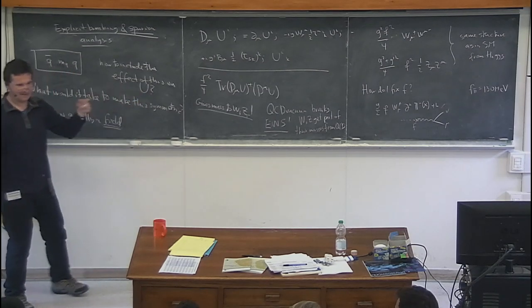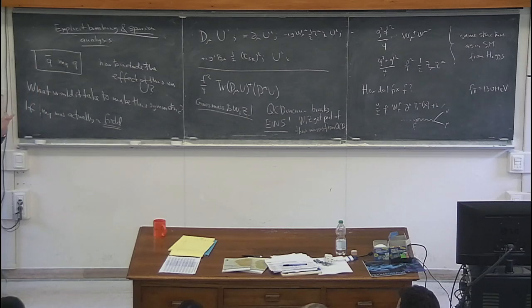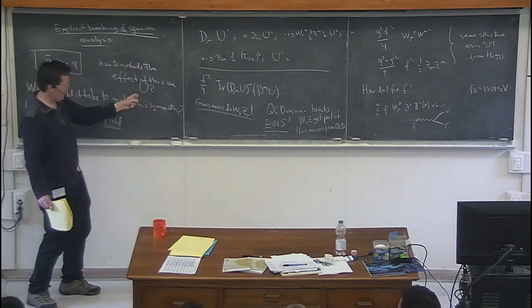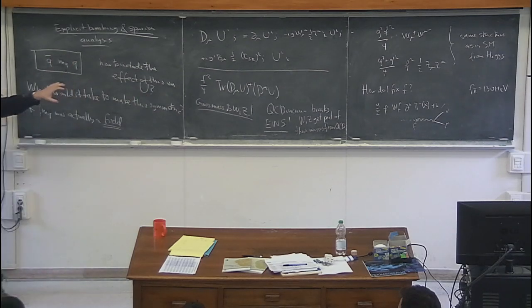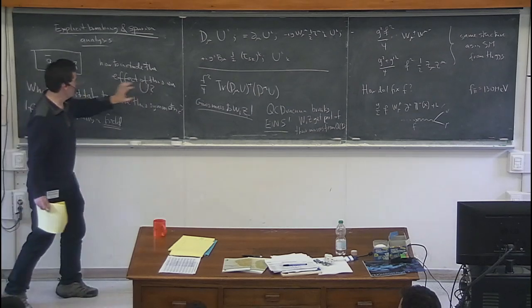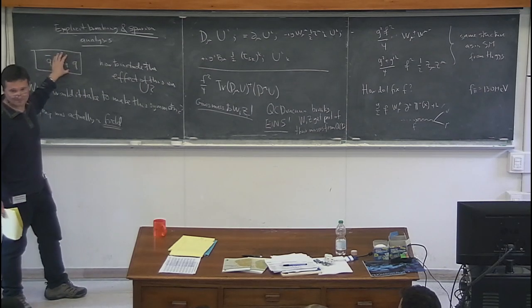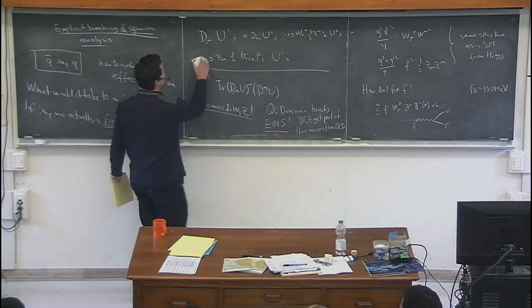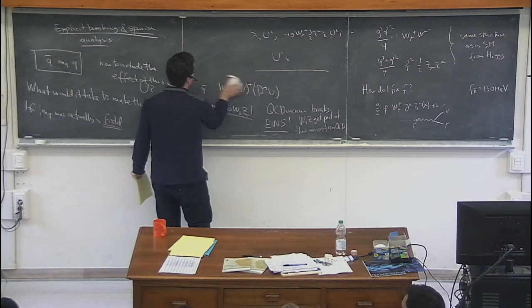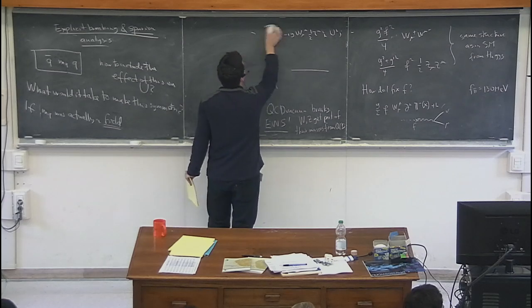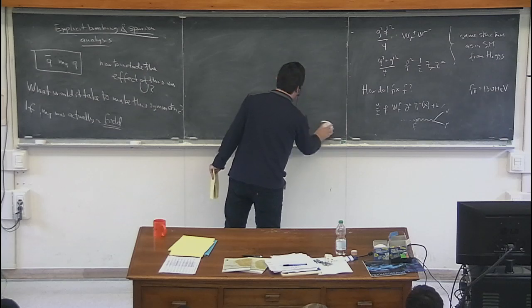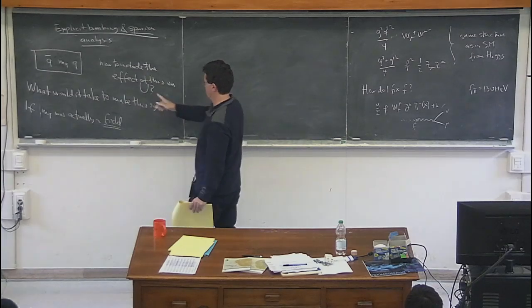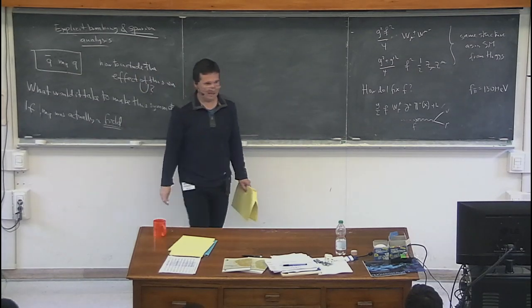Now let me try to write down an effective Lagrangian that involves not just the U field, but also this field M_Q. Let me add additional terms to my Lagrangian that involve U and the other field. For now I pretend that it's a field. So how would I write a term that involves U and M_Q in my Lagrangian?